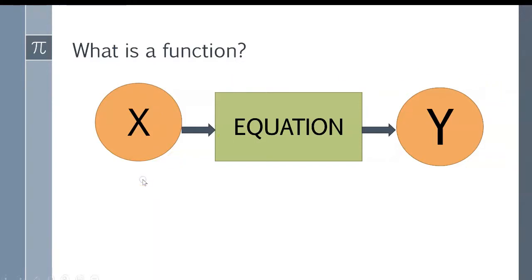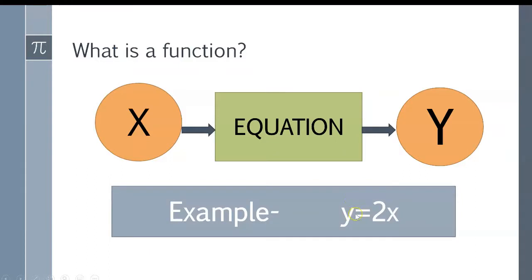Let's take an example. For example, y is equal to 2x. For one value of x, we get a particular value of y. So y is equal to 2x is a function of x. If we consider x is equal to 1, then the value of y will be 2 into 1, which is equal to 2, right? Similarly, if we consider x is equal to 2, so we provide an input of 2, we get an output of 2 times 2, that is 4.